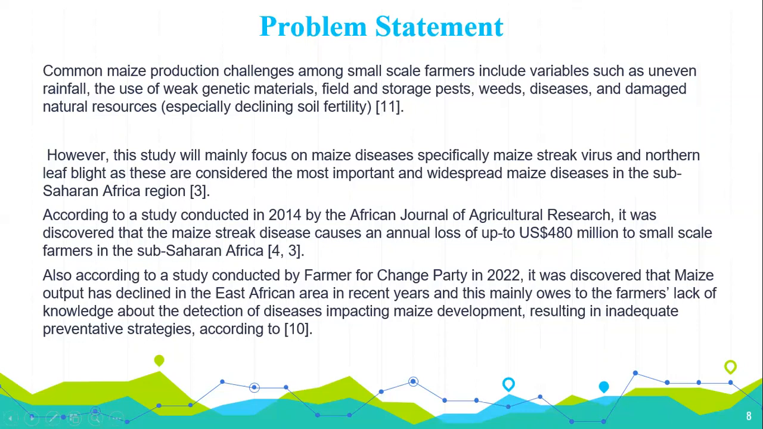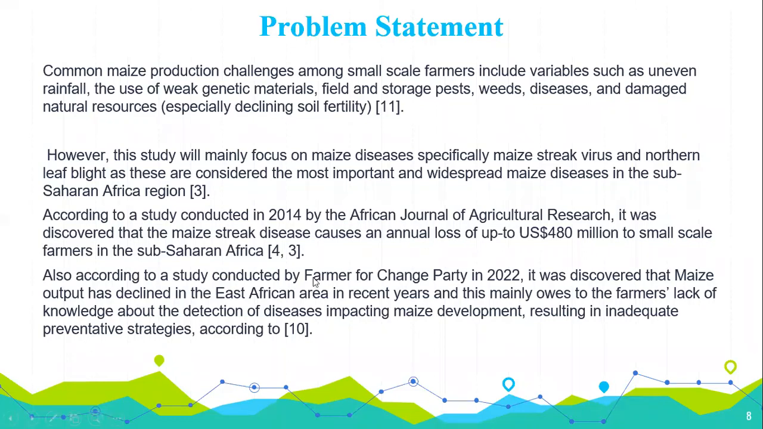And also, according to a study that was conducted in 2014 by the African Journal of Agricultural Research, it was discovered that maize streak disease causes an annual loss of up to around $480 million to small-scale farmers in the sub-Saharan region. And you can see that this is a significant loss. And actually, it's one of the main reasons why we are carrying out this research. We're trying to eliminate such losses. And also, it causes food insecurity, because if we have these diseases, there will be food insecurity.